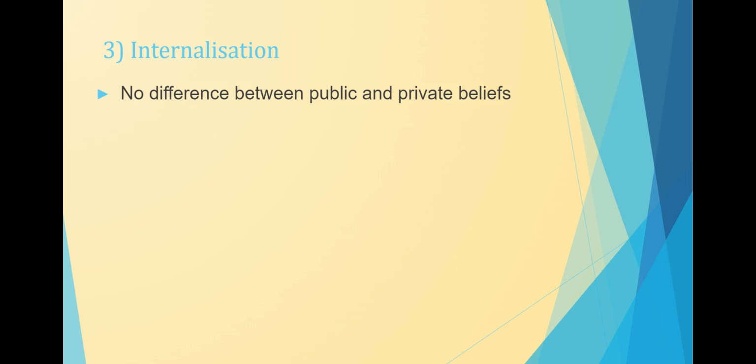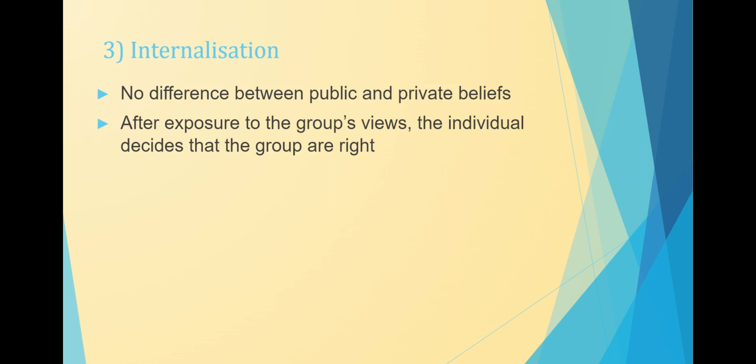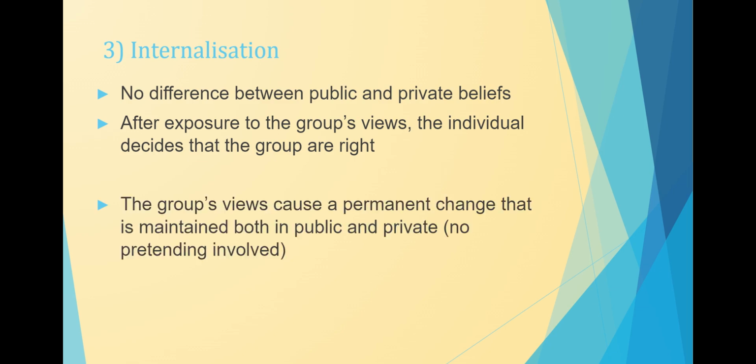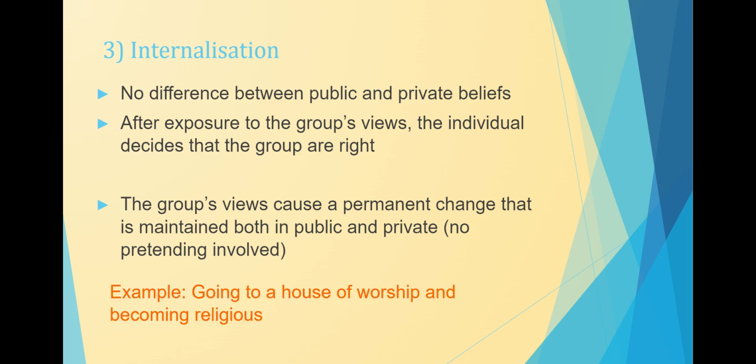And then internalisation is the deeper level of conformity. There is now no difference between public and private beliefs. After exposure to the group's views, the individual decides the group are right, so they change their opinion in public and in private. The group's views cause a permanent change that is maintained both in public and private. There's no pretending involved. There's no difference in public and private beliefs. An example here is going to a house of worship and becoming religious.